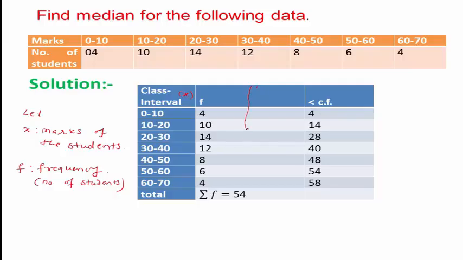Here you may take a new column: students with marks x less than the upper limit. What are the upper limits? 10, 20, 30, 40 are the upper limits. So first is marks less than 10. How many students are there? 4 students. Next, x is less than 20.